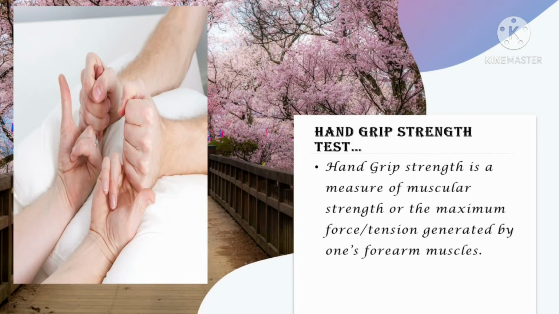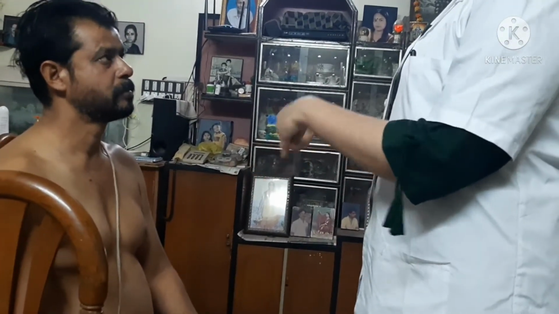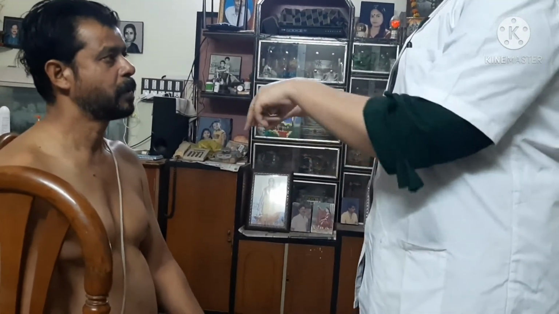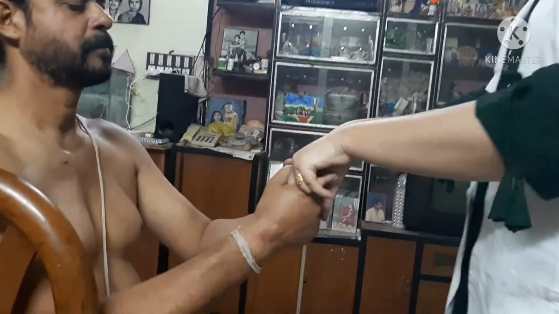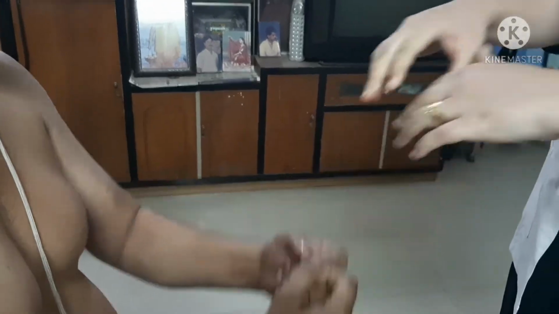Hand grip strength. Hand grip strength is a measure of muscular strength or the maximum force or tension generated by one's forearm muscles. Now you just hold my hands and hold them tightly so I can assess the grip of your hands, okay? Okay, that's fine.